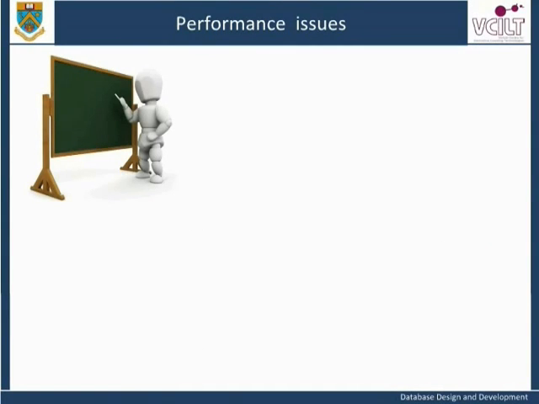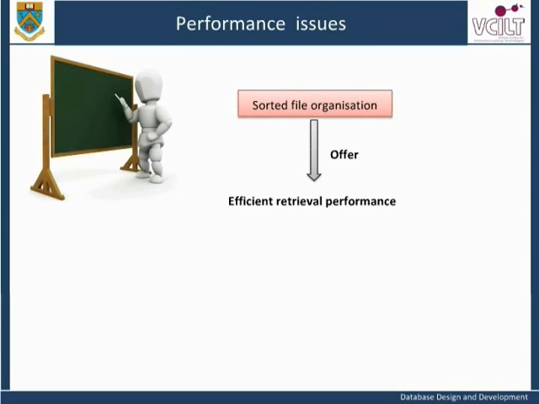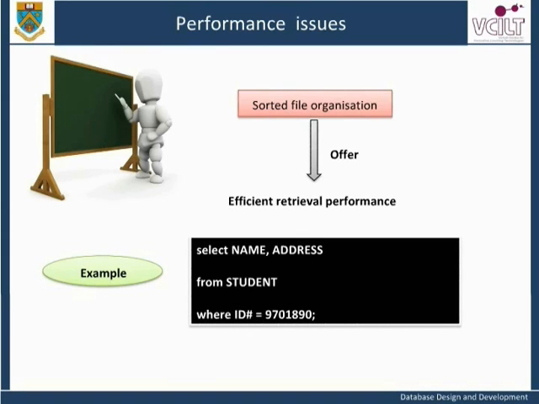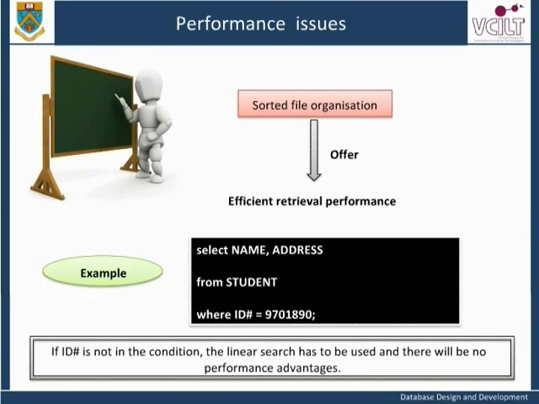Performance issues. The sorted file organization can offer very efficient retrieval performance only if the search is based on the ordering field values. For example, the search for the following SQL query is efficient. Select name, address from student where ID equals 9701890. If ID is not in the condition, the linear search has to be used, and there will be no performance advantages.